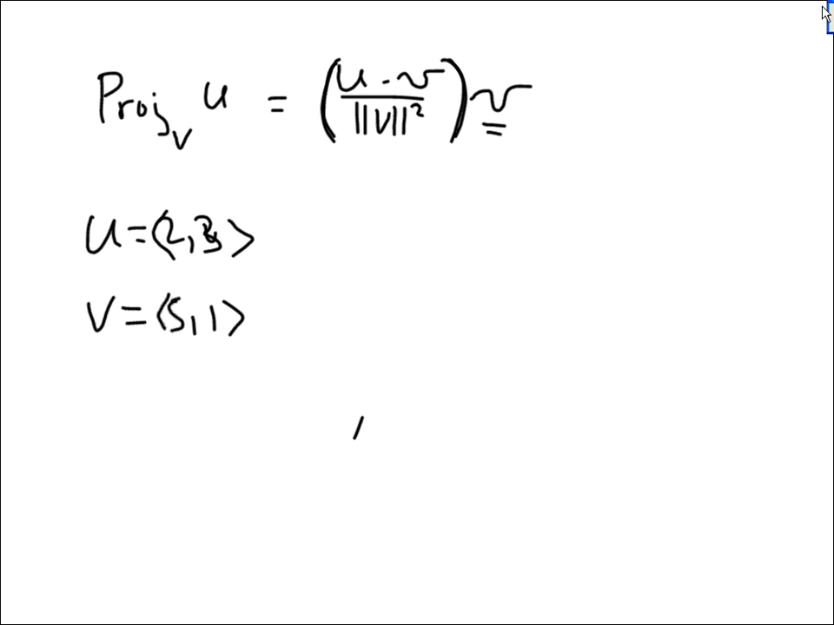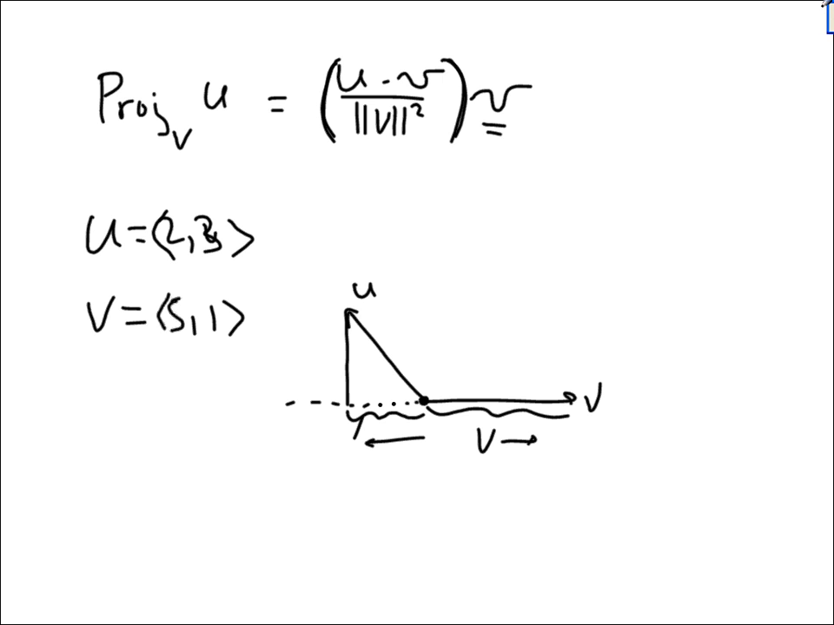Now, could it be in the direction of negative V? Sure. If this is V and this is U, like I said, you might have to extend V. The projection would be that. And right here is the origin. V goes that way, and the projection goes in the opposite direction. That means the number in front of V, the U dot V over the length of V squared, will be a negative number.